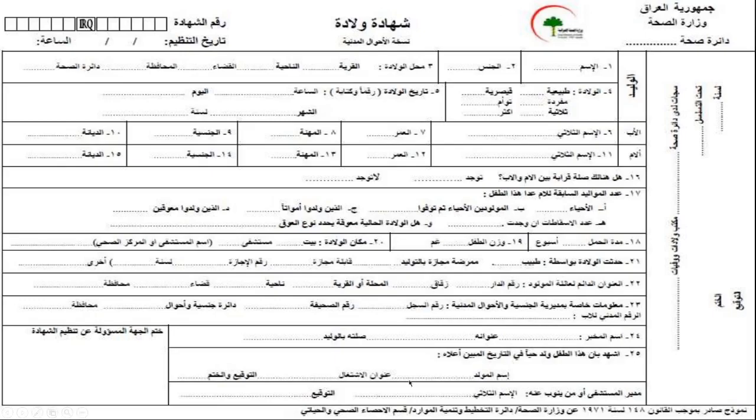This document is important because sometimes, let's say a father and a mother have children, but both of them are not Iraqis. So this document is important for the children, because part of having Iraqi nationality or a certificate of nationality is having this birth certificate. Let's start with the translation of this document.